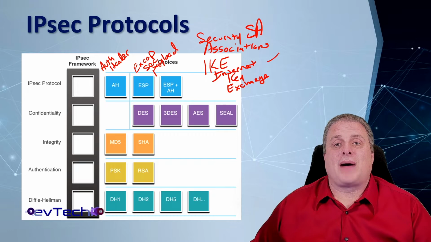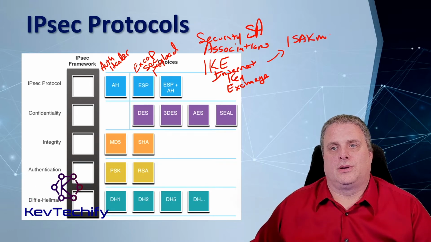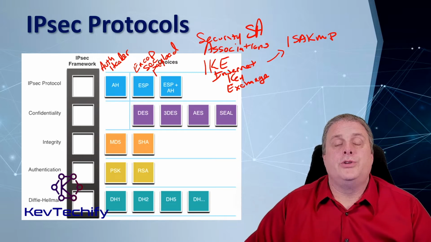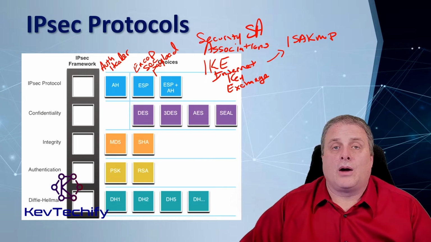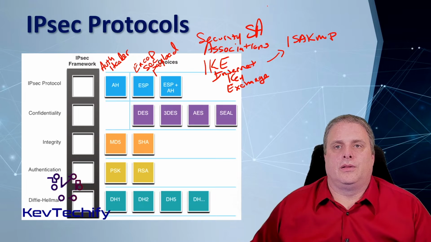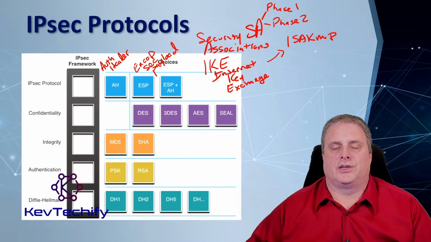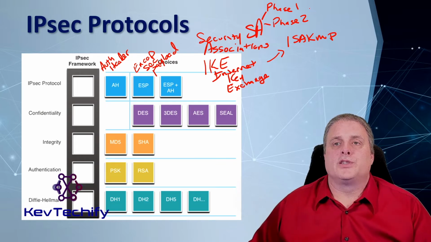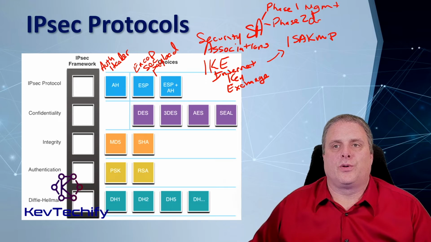And IKE uses the policies set out in ISAKMP to set up those security associations. Now, there's two phases in IPsec. They are phase 1 in the security association and phase 2 in the security association. Phase 1 is used for management. Phase 2 is used for data.